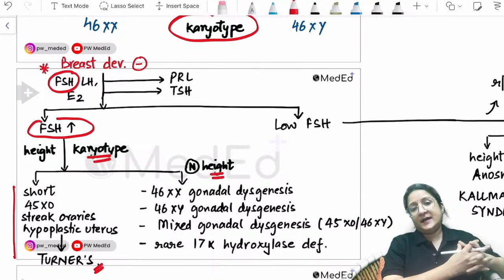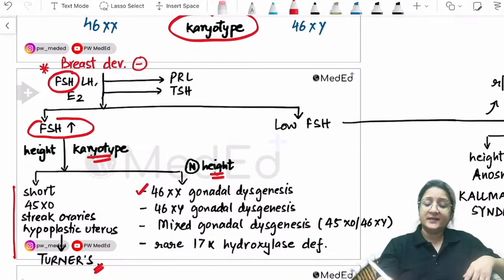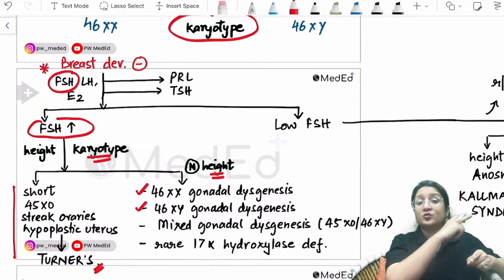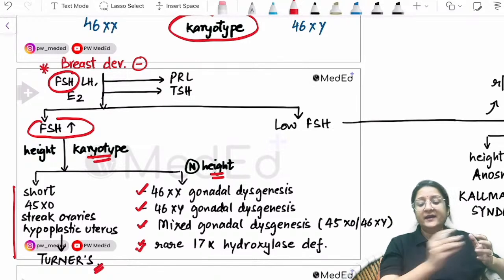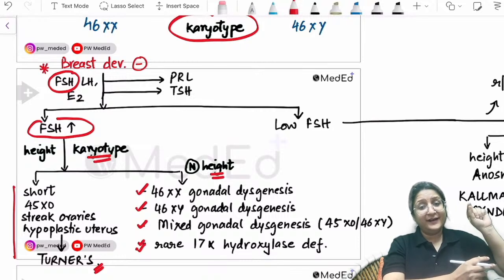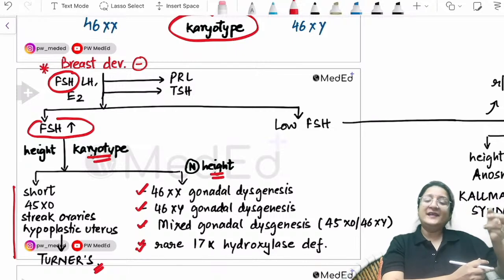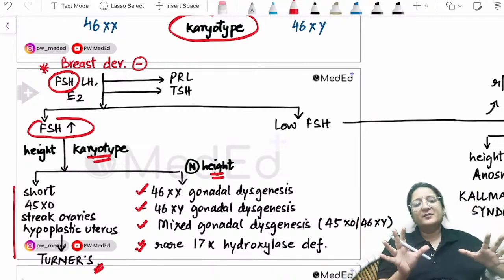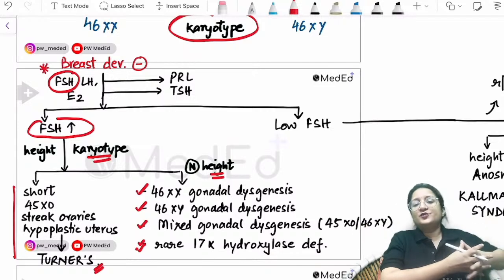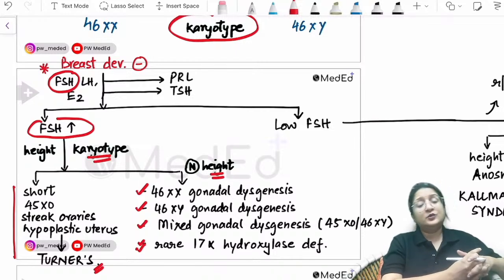If there's a normal height and the FSH is raised, then there can be all other different forms of gonadal dysgenesis: 46XX gonadal dysgenesis, 46XY gonadal dysgenesis, Swyer, which we just discussed. There can be mixed gonadal dysgenesis, or even the rare 17 alpha hydroxylase deficiency. Interesting to note, this enzyme deficiency can happen in a female fetus also. Even though the fetus is female, she will have the uterus and everything. All that will be fine. But then there is going to be no raw material for estrogen production.